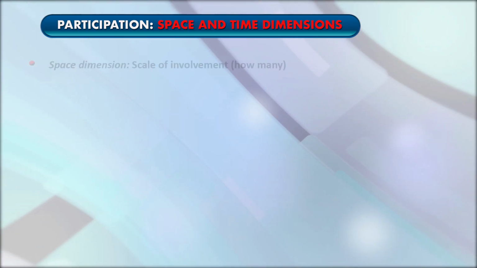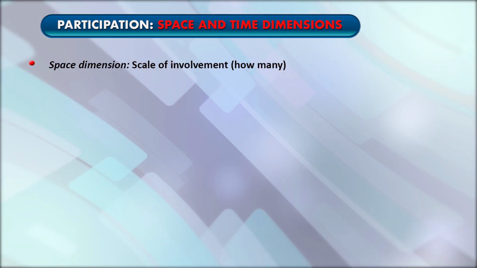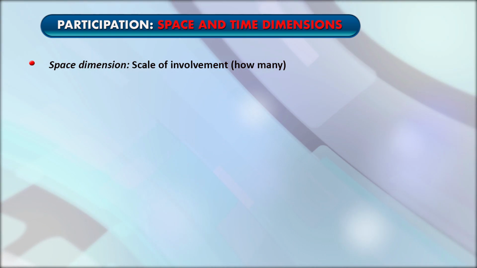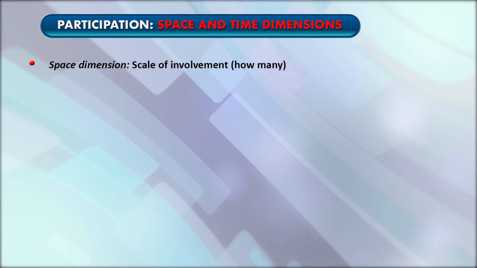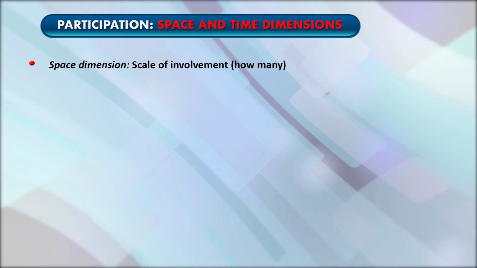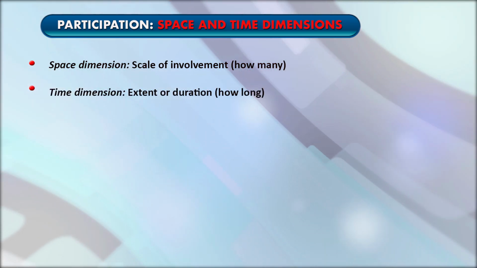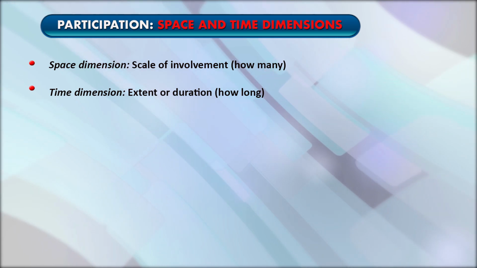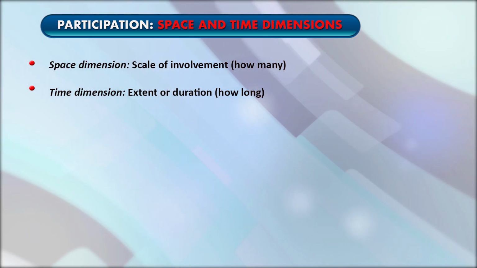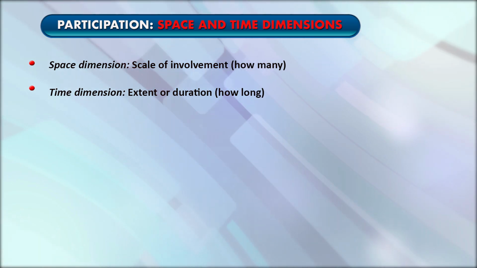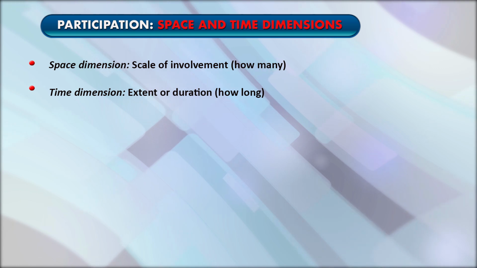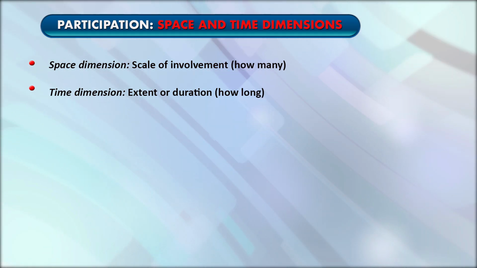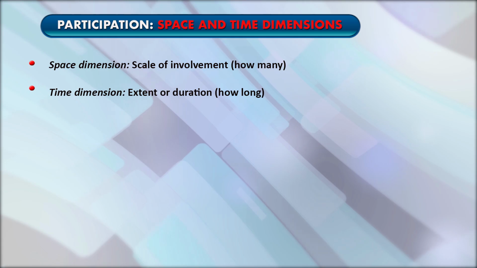Space dimension means scale of involvement, how many people, because we have 100 million farmers in India, and how many of them we can include in the policy making process. This is one consideration, and the other is how long they will be there in the policy formulation process. Is their opinion required only for deciding the objectives, or is their involvement also required during implementation, monitoring and evaluation or impact assessment? How long their participation is required is also an important consideration.